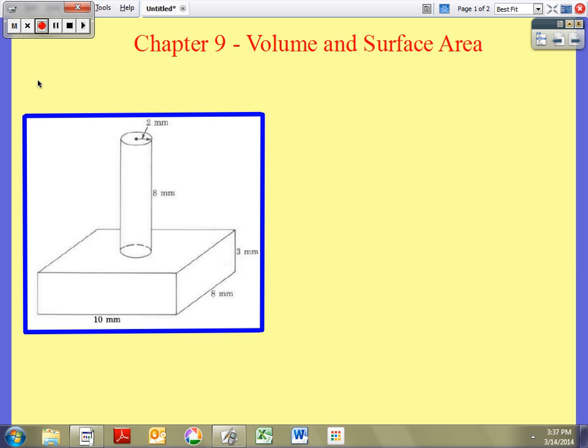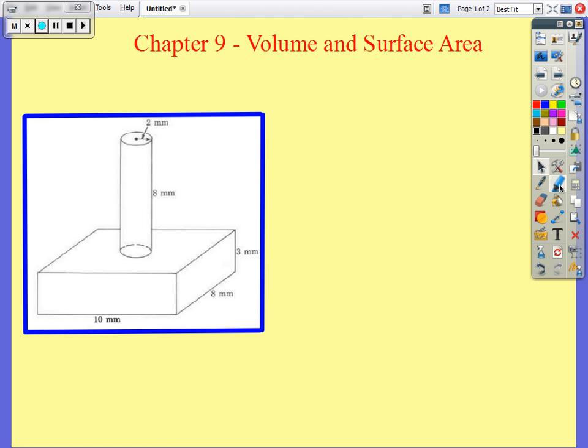Now, I noticed, first of all, that this shape consists of both a rectangular prism on the bottom here, and then what appears to be a cylinder. We'll just say that it's glued or nailed to the top of the rectangular prism. And I want to find the volume of the entire object.